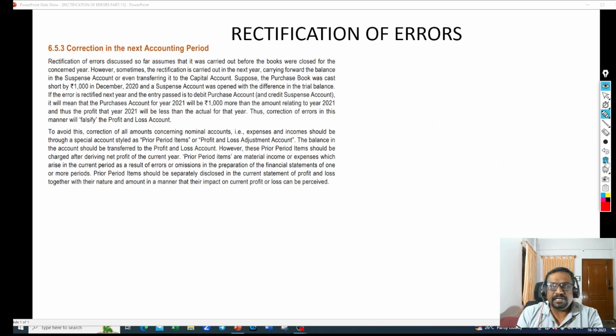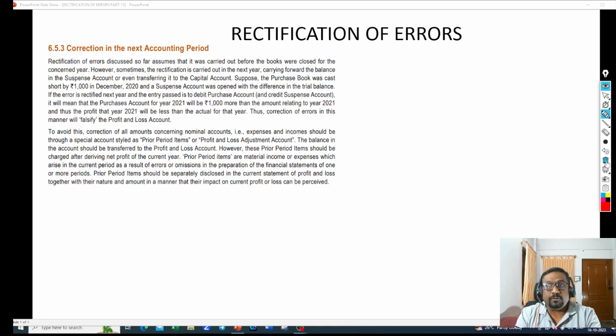If you look at stage 1, what does stage 1 say? Errors identified before preparing the trial balance. So we are yet to prepare the trial balance. We identified the errors. We can rectify it in the same accounting year because books are not closed. That is the underlying point. Books are not closed. Krishna, how can you say that books are not closed? Because trial balance is yet to be prepared. Final accounts are yet to be prepared. So books are not closed.